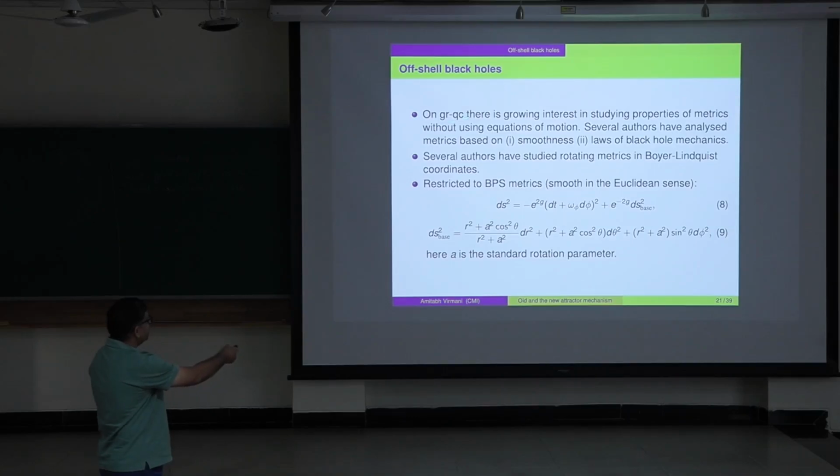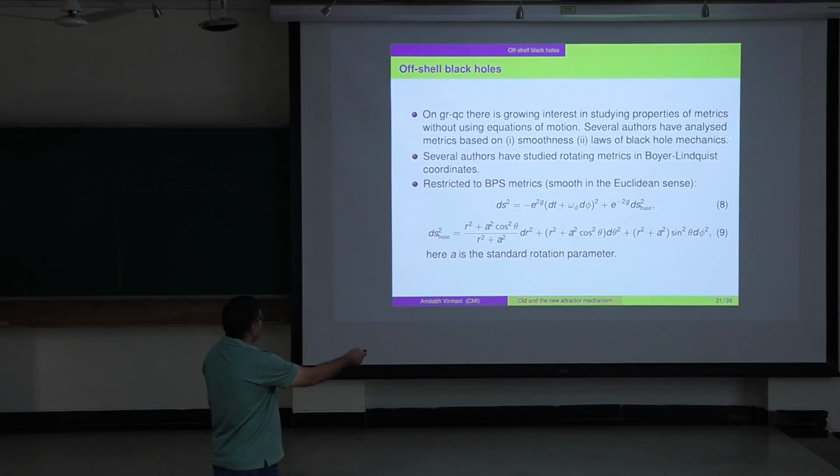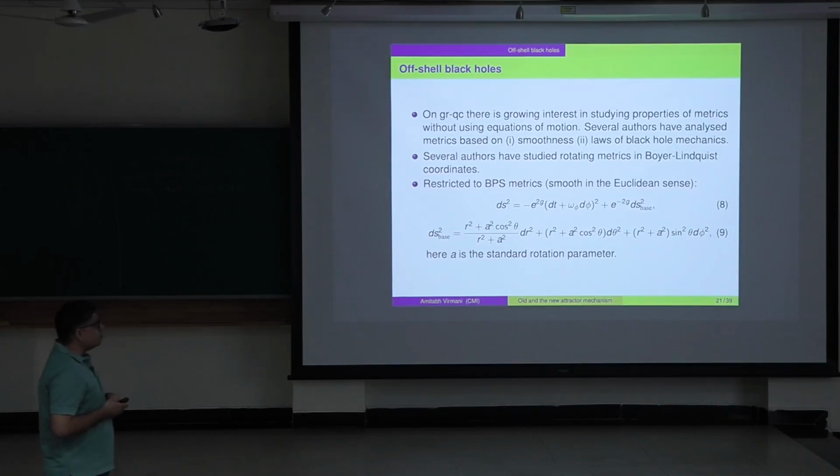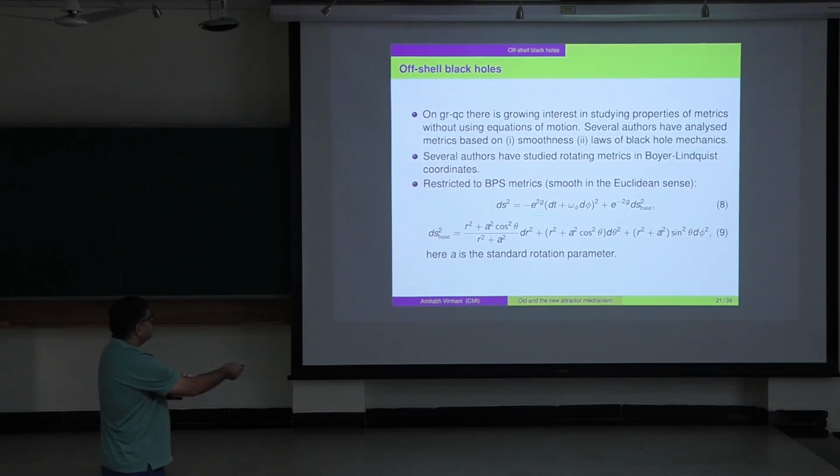On GRQC, there is a growing interest in studying properties of metrics without using equations of motion, similar in spirit to what Nilay was talking about. Several authors have analyzed metrics based on just smoothness and laws of black hole mechanics. In particular, people have studied rotating black holes in Boyer-Lindquist coordinates. If you restrict some of that literature to Euclidean and BPS metrics, then this is how those metrics look.